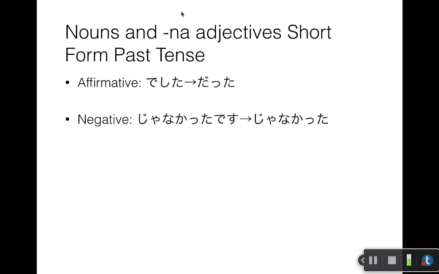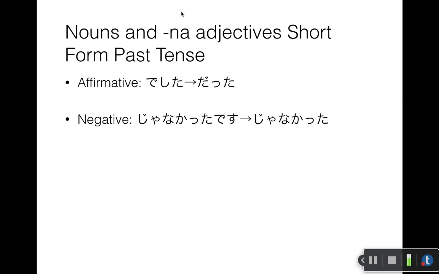For nouns and na-adjectives, they almost always grammatically perform in the same way. And in this case, we just replace the long form of deshita with datta. That shows our past tense. And in the negative, the janakatta desu, you drop the desu because that indicates a level of formality, and you just end up with the negative past tense ending of janakatta.